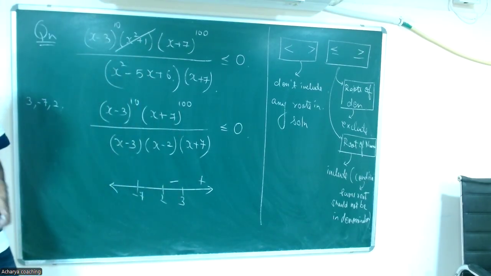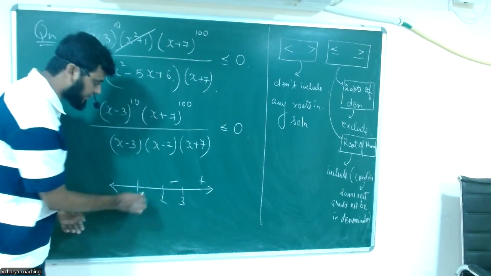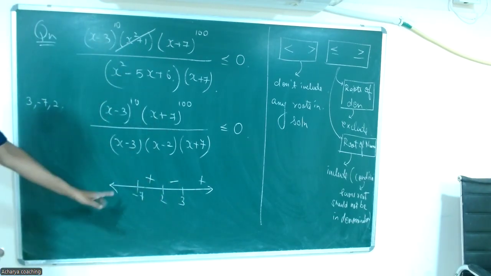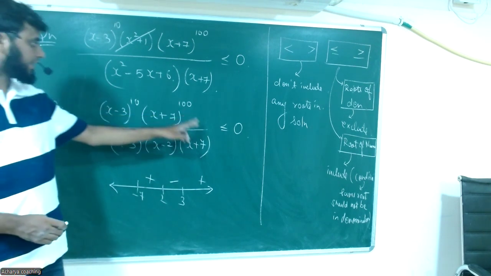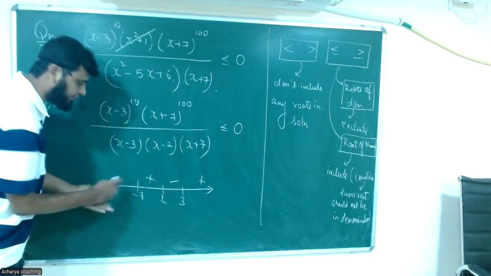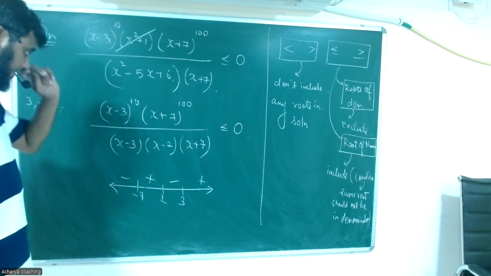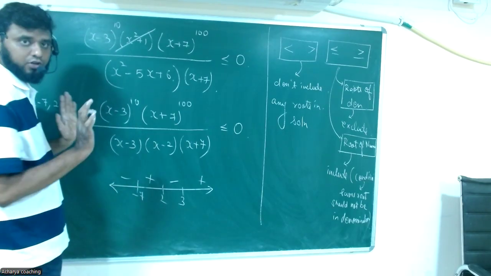Clear? Next, x minus 2, what is the net power? 1. 1 is odd or even? Odd. So right to left, sign will change. So plus. x plus 7 net power. Here 100, here 1. 100 minus 1, 99. 99 is odd or even? Odd. So right to left, sign change. Clear? Now the next thing comes, always exclude the roots of denominator.